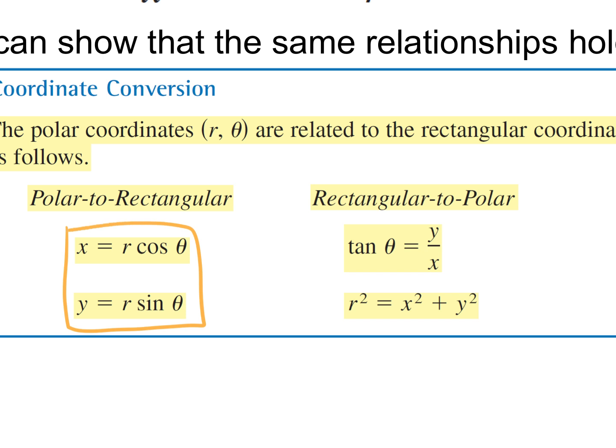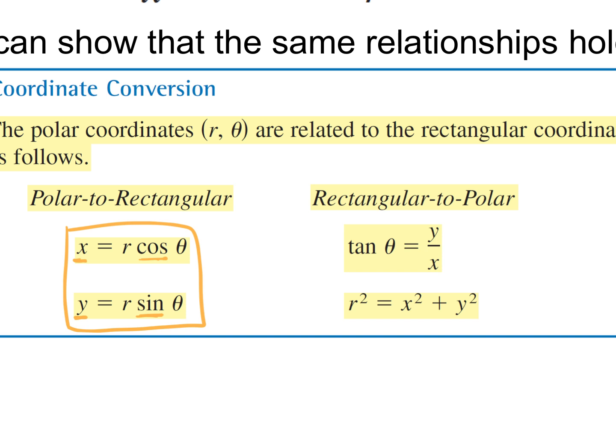So we have x equals r times cosine of theta, and y equals r times sine of theta. Think back to when we did unit circle stuff, way back. Remember, cosine always dealt with the x, so cosine goes with the x. Sine, we always dealt with the y, so sine goes with the y.